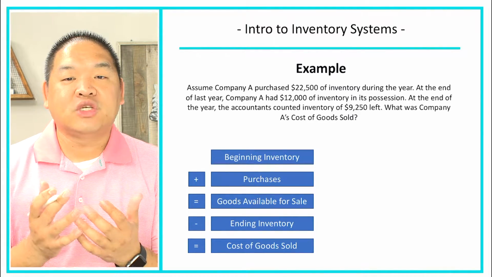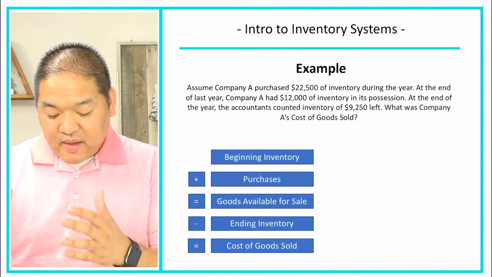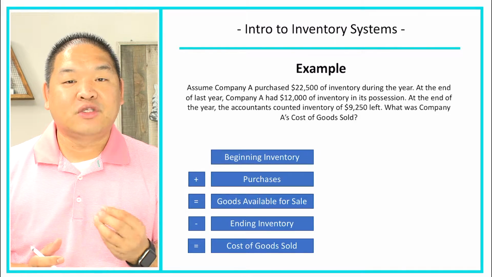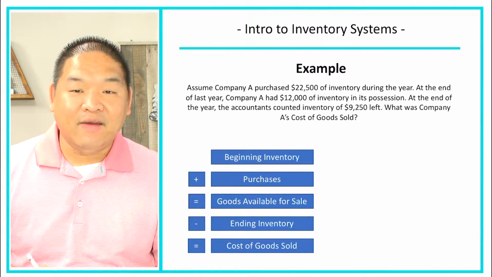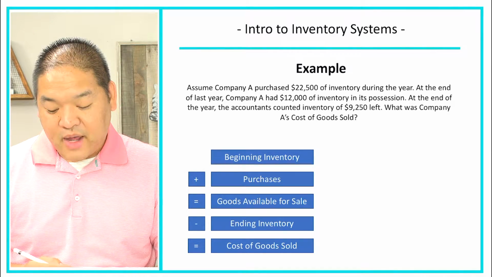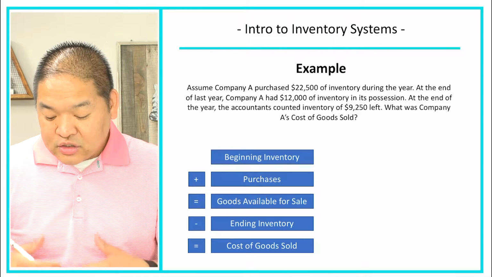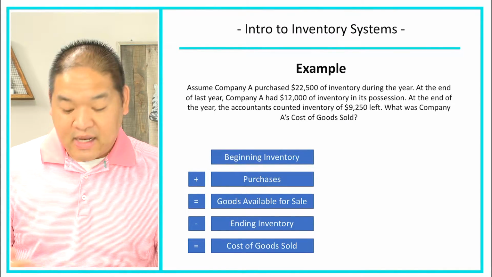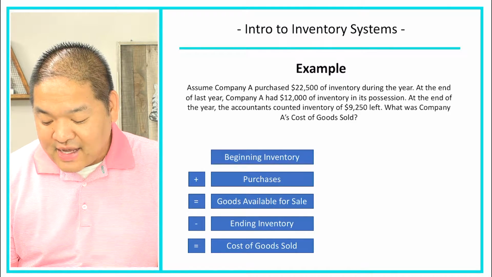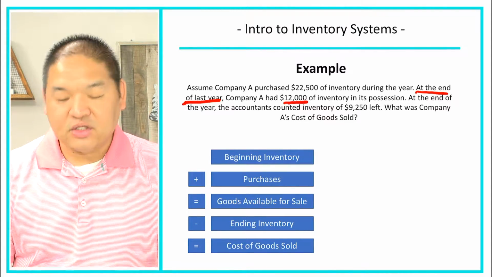So we're looking for cost of goods sold, so I'm going to use the cost of goods sold equation. Notice I've got beginning inventory plus purchases gives us goods available for sale. From goods available for sale, I can subtract ending inventory, and that will give me my cost of goods sold. Now we're just going to plug in the numbers. The first number we're trying to find is beginning inventory. And if you notice here, it says at the end of last year, the company had $12,000 of inventory.